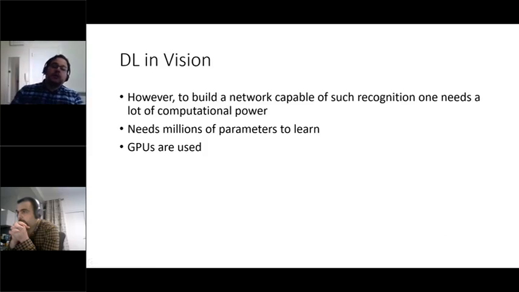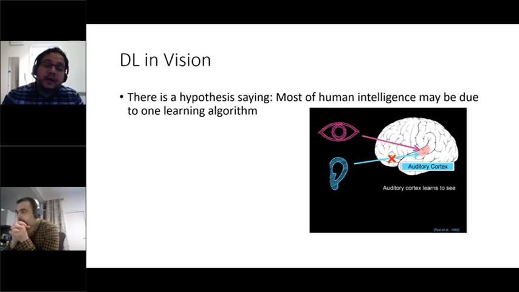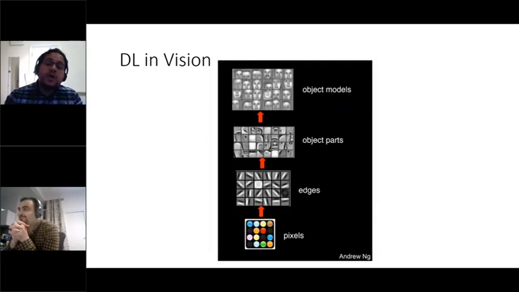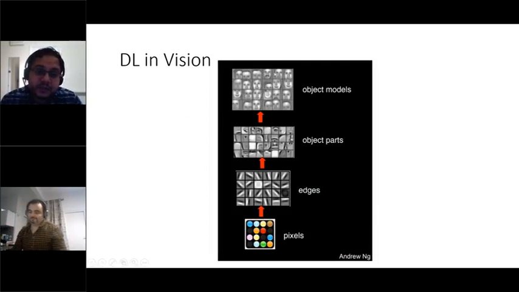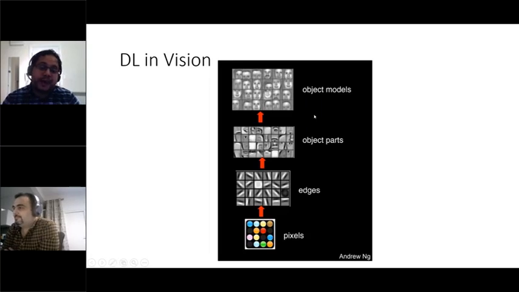Thank you. No problem. So to build a neural network capable of such recognition, one needs a lot of computational power, because in traditional algorithms, for example for a face, we need to handcraft the features. We had to translate them into if-then-else rules. If we have a diagonal line here, if we have this... and this is clearly a lot of work. This is a huge amount of work to do everything by hand.